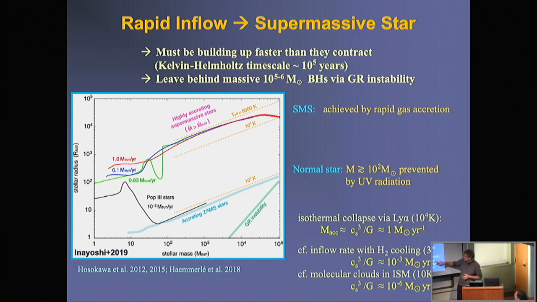If the temperature goes from 10 Kelvin to more like 300 Kelvin, which can be reached in protogalaxies by molecular hydrogen cooling, it's 10 to the minus 3. If you remain very hot, if this gas cloud has no molecules, no metals, just Lyman alpha radiation, it will remain very hot, 10 to the 4 Kelvin. This accretion rate can be very large. And then we expect this to happen. So this is very interesting.